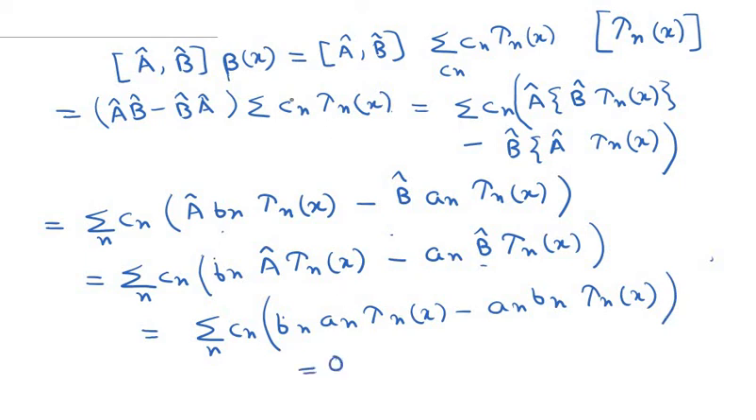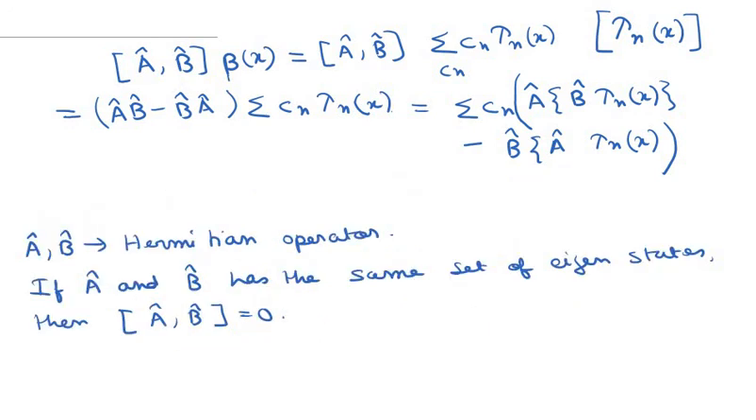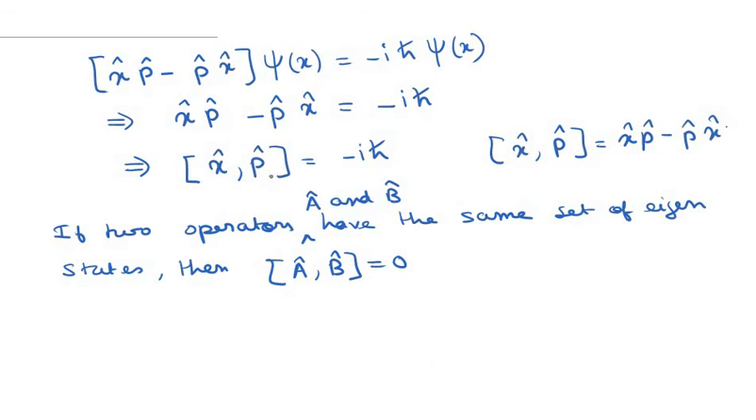So we have proved that if operators a and b have the same set of eigenstates lambda n x, then their commutator is 0. If their commutator is not 0, then these two operators a and b do not have the same set of eigenstates. This relation is mainly to understand whether two operators commute or not. Whatever we have written here basically means that the position operator and the momentum operator do not have the same set of eigenstates.